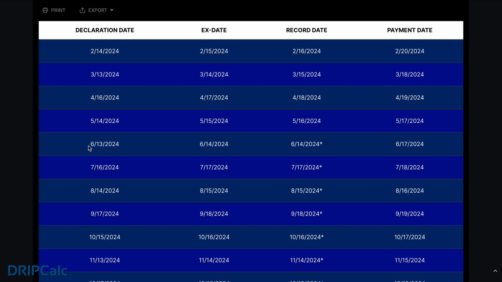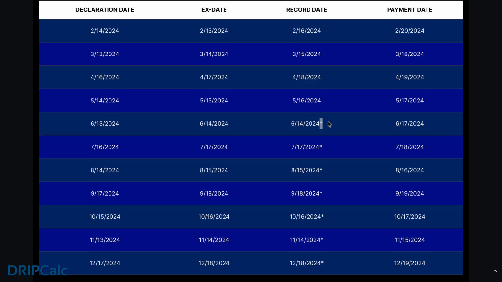Okay, so for the month of June, the declaration date is June 13th. So that's a week from now. X date, June 14th. So if you don't own this fund by June 13th, you are most likely not getting the dividend. So as you can see here, the star over here, because of the T+1 timing on the settlement of the trades, now the record date and ex date are basically the same day.